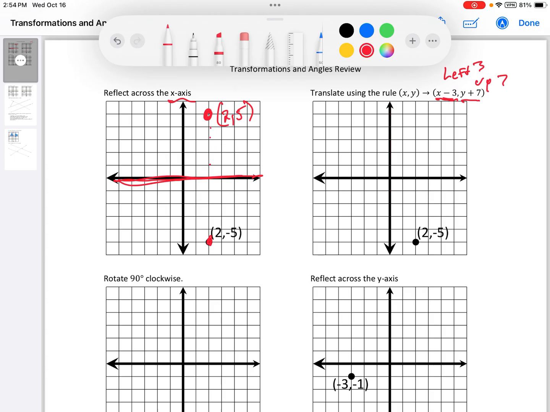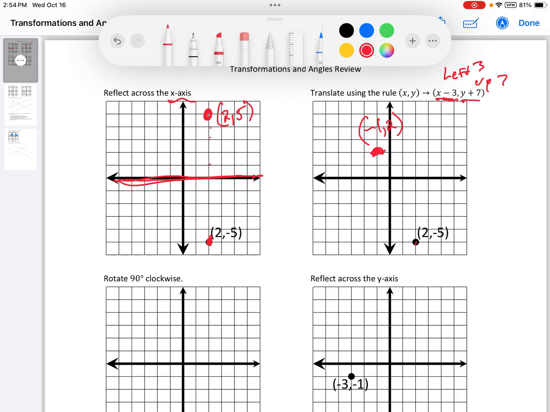Left 3, up 7. I'll start at this point. I go 1, 2, 3. And then I go 1, 2, 3, 4, 5, 6, 7. And that's where my point will be. It will be at -1, positive 2. And I'll just get rid of my intermediate points because I don't want to leave any artifacts.